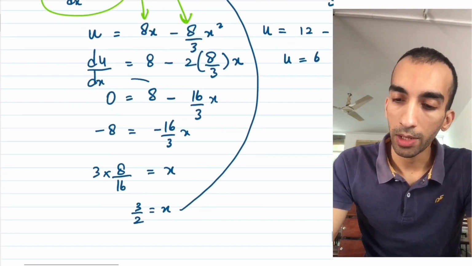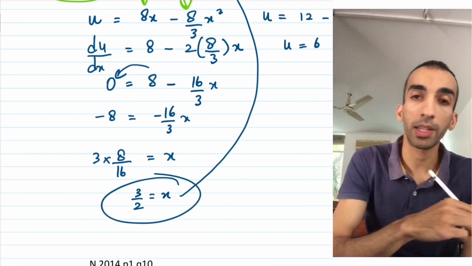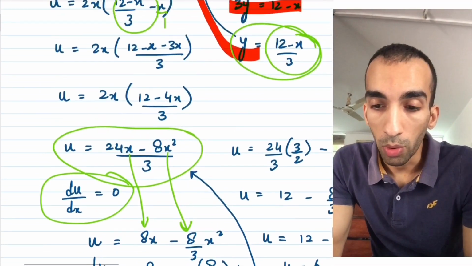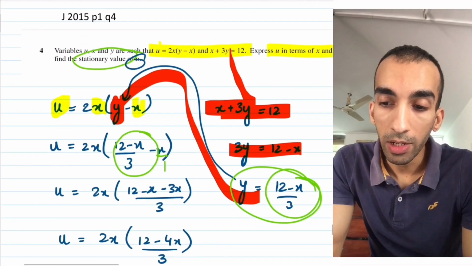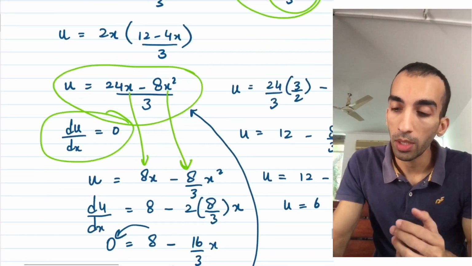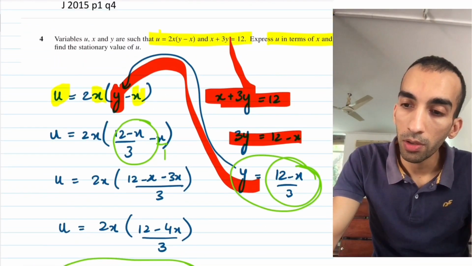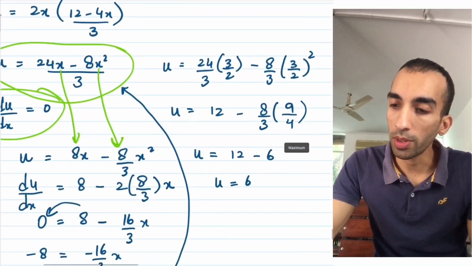I will take the 8 on the other side, it will become negative. I will solve for x and I will get the value of x as 3 by 2. Now what does the question say? Find the stationary value of u. We've just differentiated u with respect to x and put it equal to 0. We got the value of x. They're asking the value of u. What do we do for that?